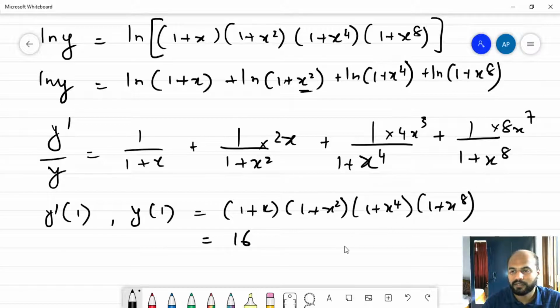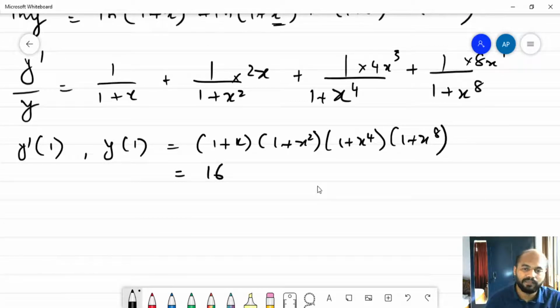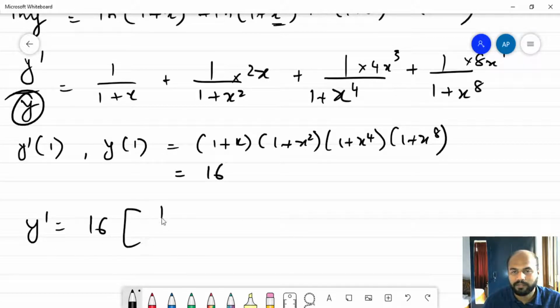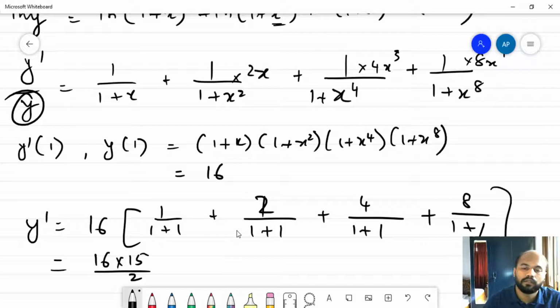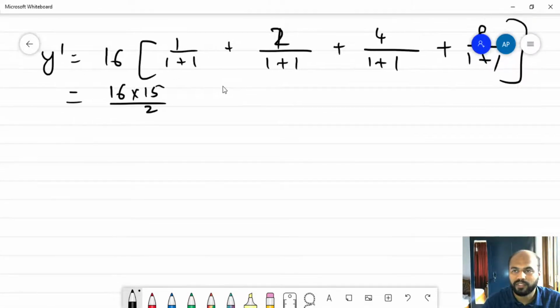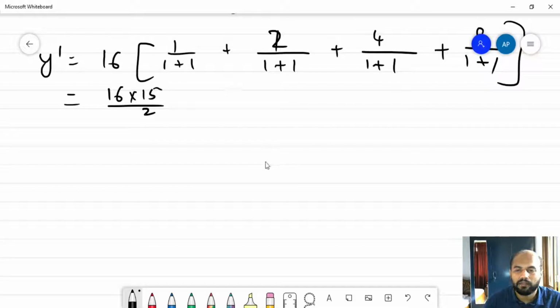Now let's substitute this and see what happens. So it means that y(1) would be 16. So y' should be 16 times [1/(1 + 1) + 2/(1 + 1) + 4/(1 + 1) and lastly 8/(1 + 1)]. So overall it will be 8 plus 4, 12, 12 plus 2, 14, 15. So 16 into 15 by 2. So the overall answer that you get for this question would be 15 8s are 120. 120 is the answer of this question.